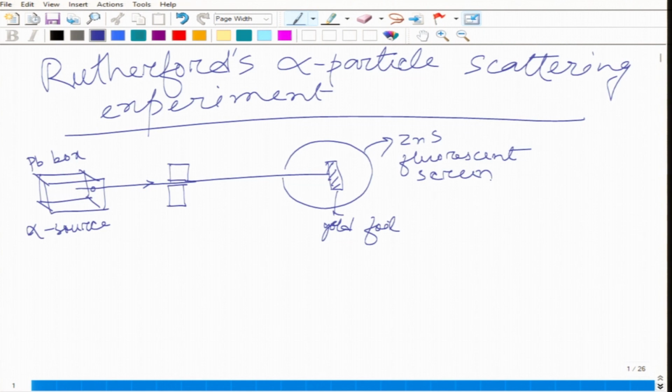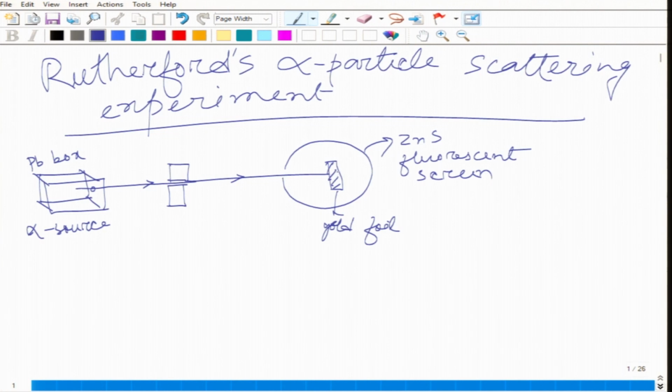So, what happened in this experiment? When the alpha rays strike the gold foil, they will either pass through it deflected or undeflected and strike this zinc sulfide screen. The positions at which the alpha radiations strike the screen show the type of deflection, or show what happens to the alpha particle inside the gold foil.